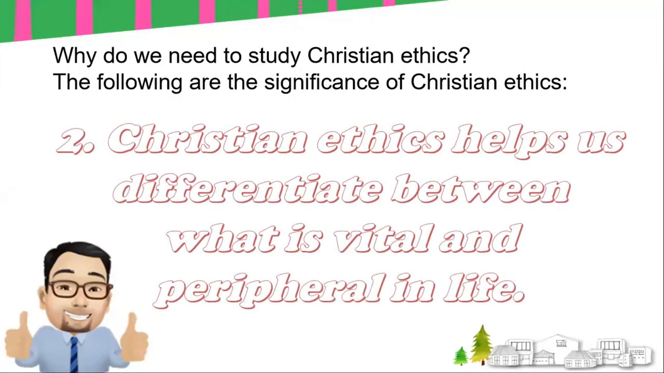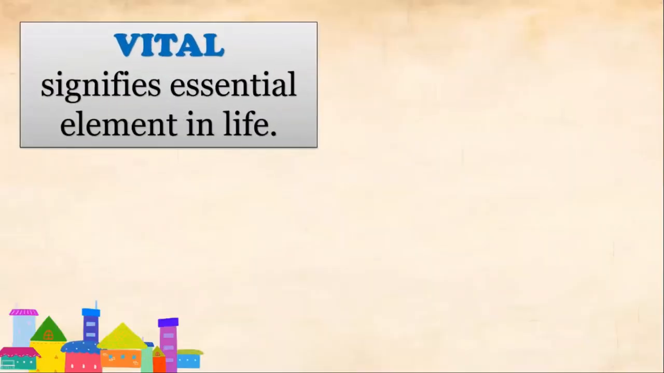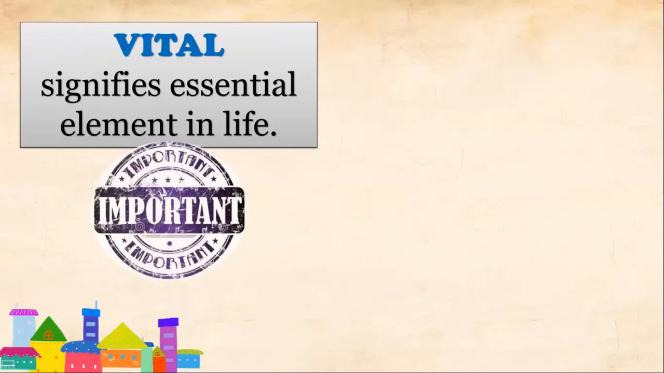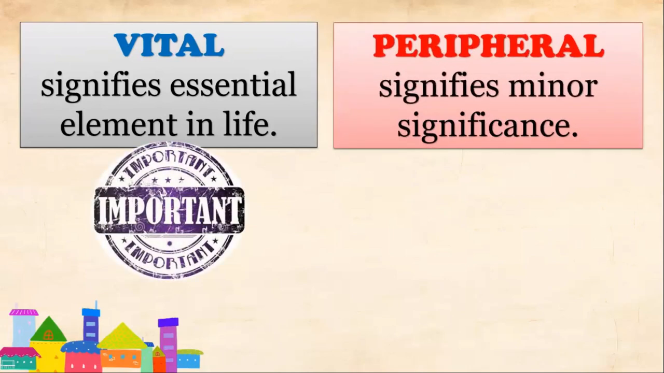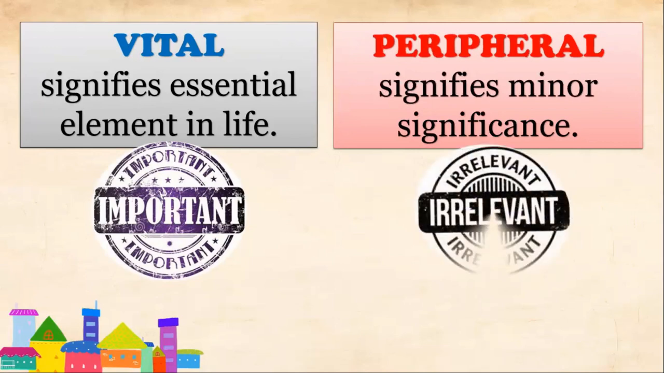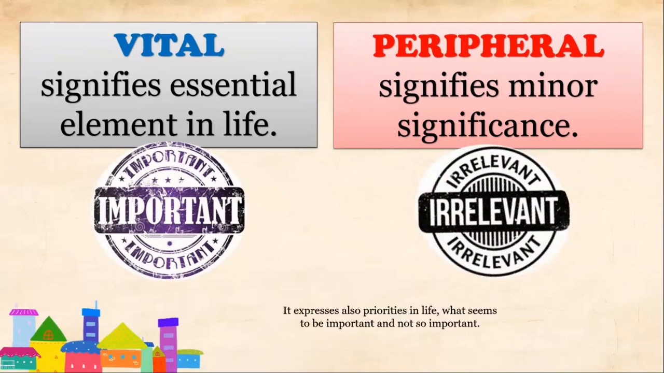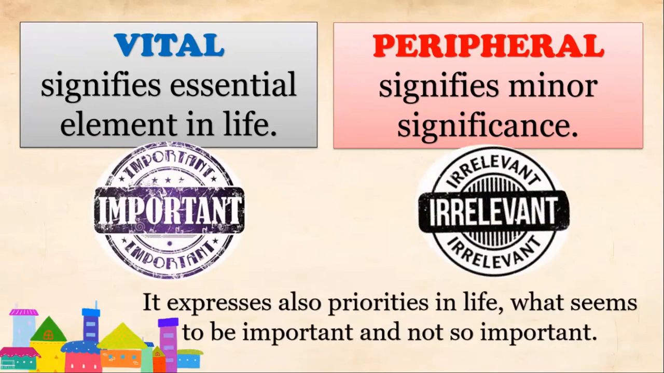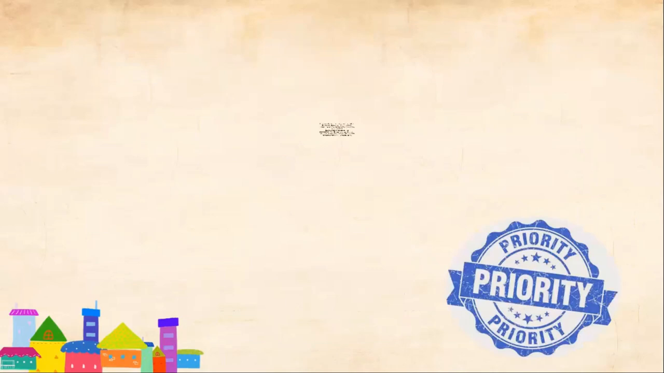Secondly, Christian ethics helps us differentiate between what is vital and peripheral in life. Vital signifies essential elements in life. That means they are the important ones, whereas peripheral signifies minor significance that pertains to the irrelevant things in our lives. It expresses also priorities in life, what seems to be important and not so important.